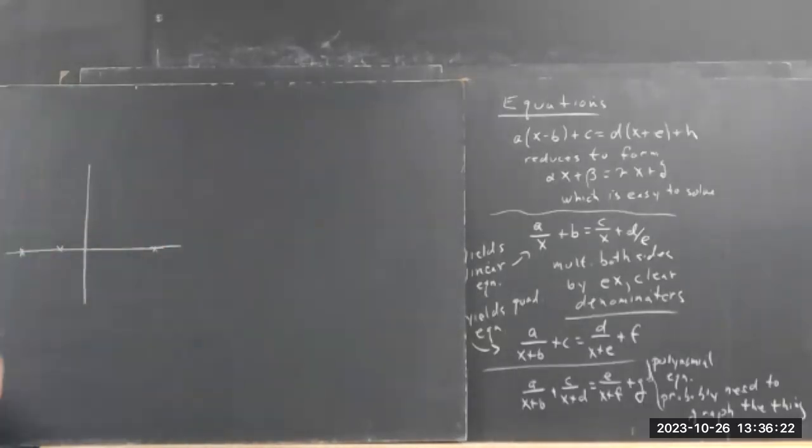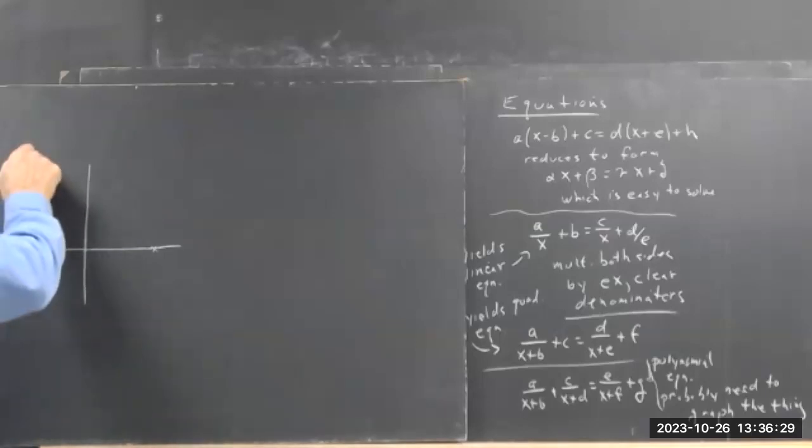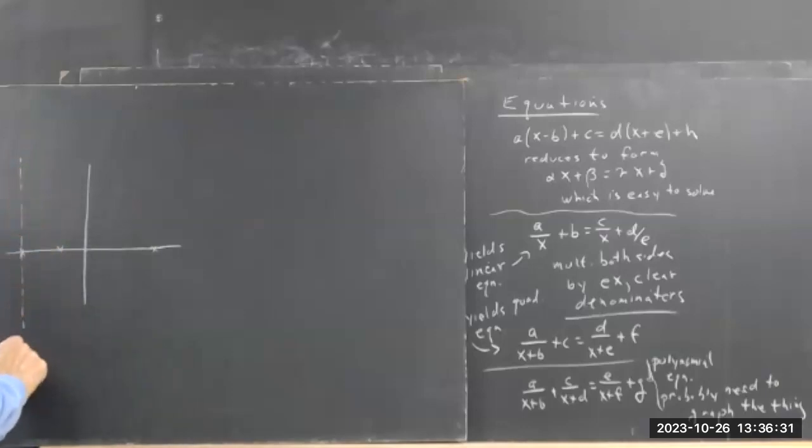Okay, I've got 3 zeros. Let's say this is a 0 from a factor x minus a. If it's a factor x minus a, that's linear. So it's going to go through this thing in a straight line, whether it's up or down.